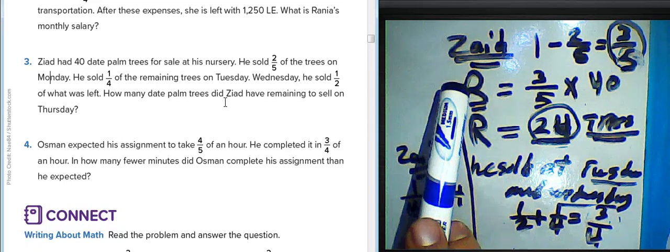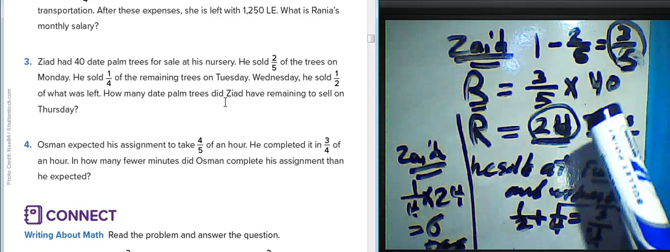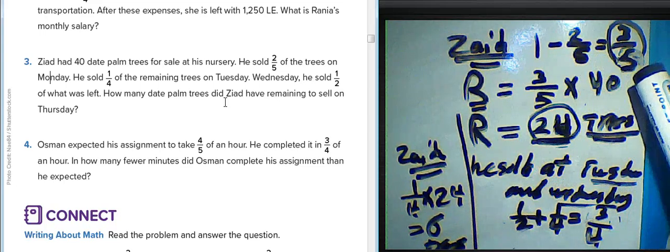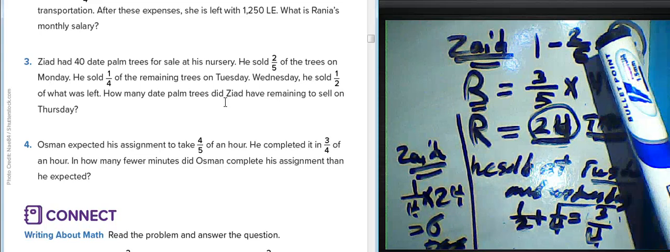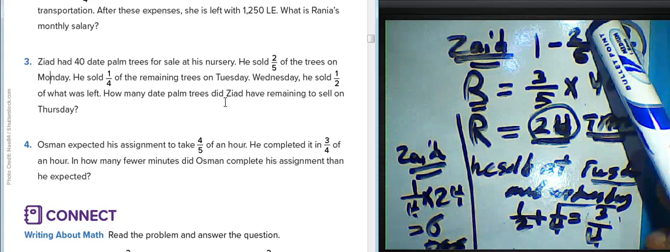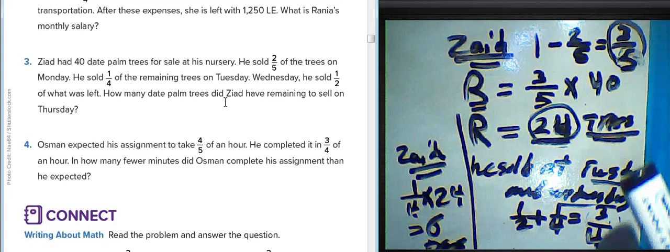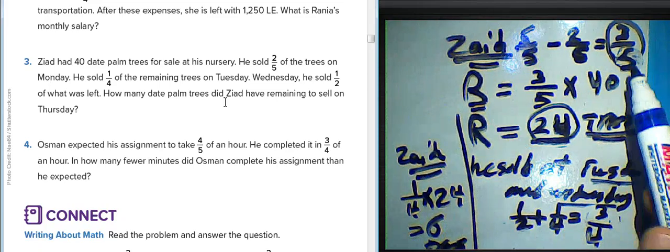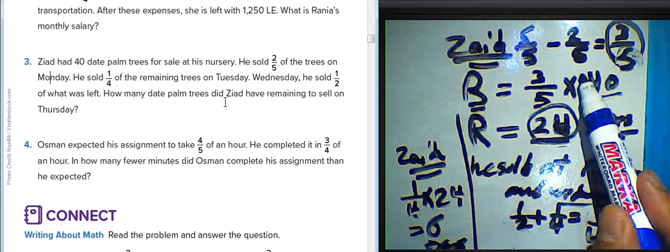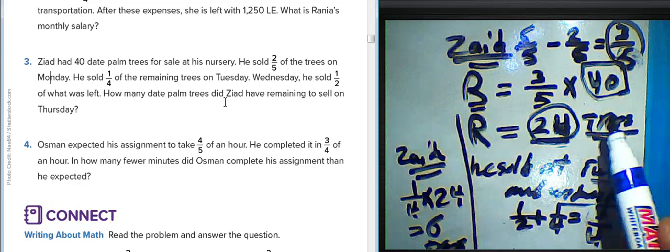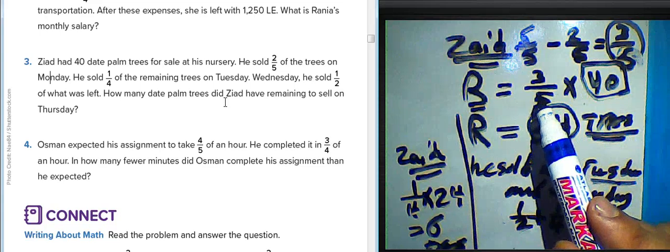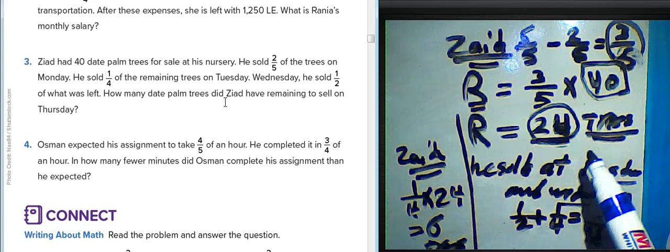First we must find the remainder with him. If Ziad sold 2 over 5, the remainder with him will be what? 3 over 5, because he sold 2 over 5. We can convert 1 to 5 over 5, and the remainder will be 3 over 5. 3 over 5 of the total palm trees, 40, so the remainder with him will be 24, because 40 divided by 5 equals 8, and 3 times 8 equals 24 trees.